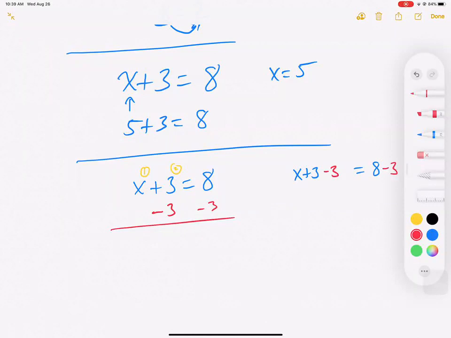An equal sign means they are both equal to each other. So if I do something to one side, as long as I do it to the other, this is totally legit. Your parents have told you, if you guys have siblings, I love you all equally.